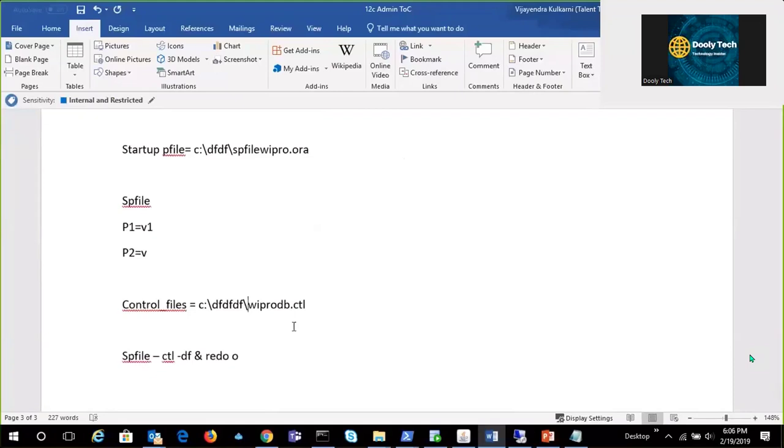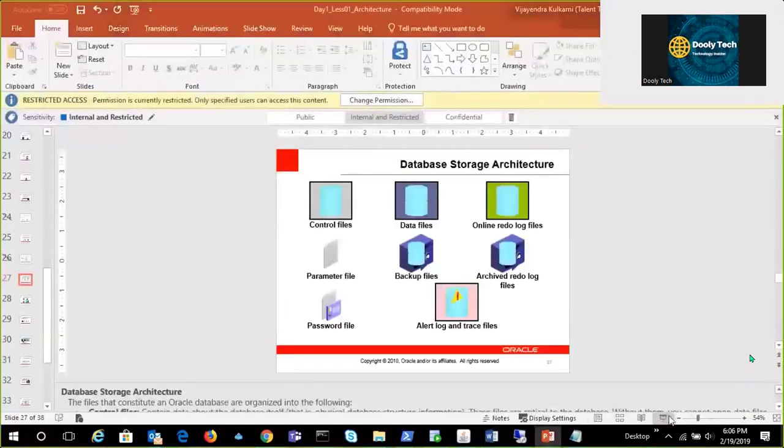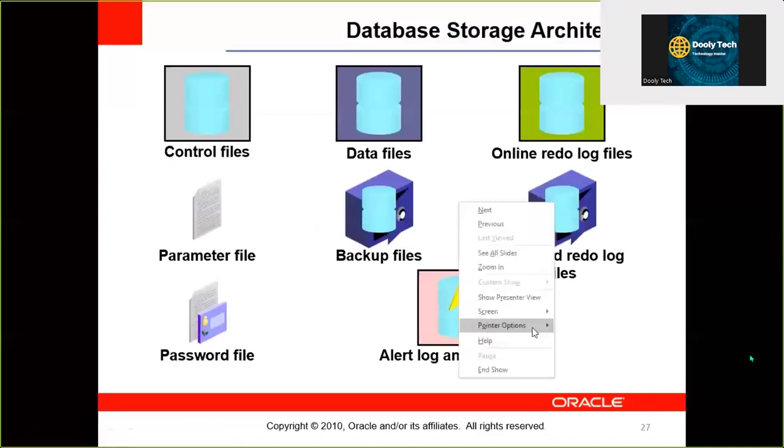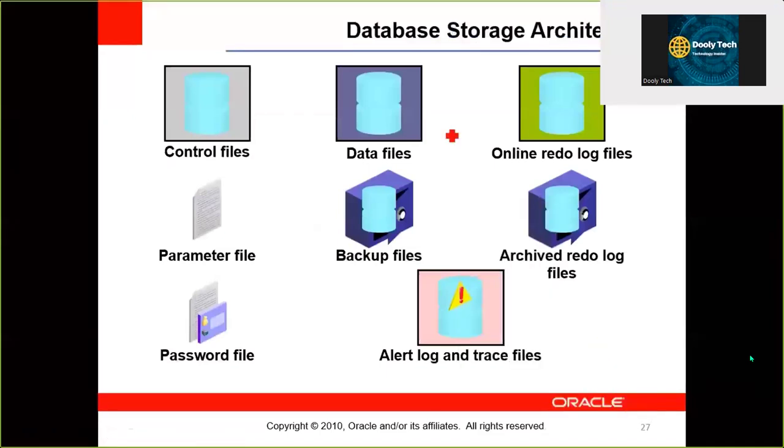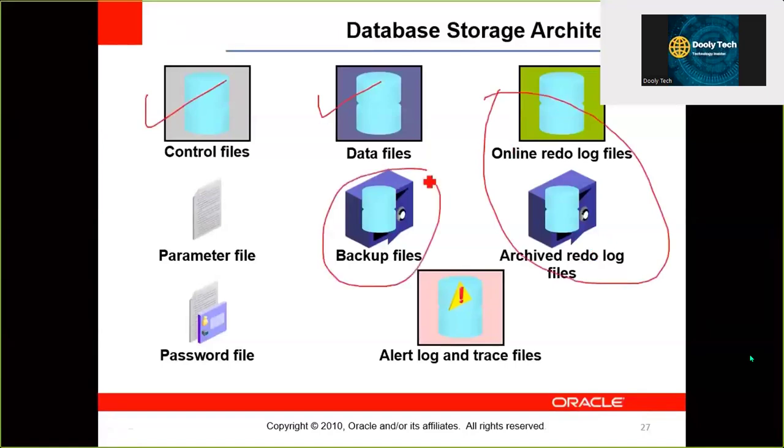So we are now talking about the physical structure. In this, we have not yet talked about many things. Data files we talked about, control files we talked about, redo log files we talked about, both online and archive. Backup files we talked about; backup files are backup of these. Parameter file we talked about. This is called the SP file I was telling about.